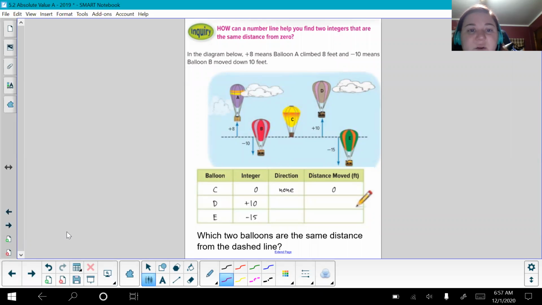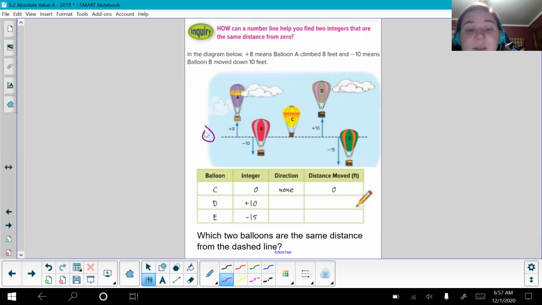So if I ask you which two balloons are the same distance from the dashed line, that's our ultimate goal. If you look at balloon C, C is at 0. Does it move anywhere? No, the balloon's not going up, it's not going down. So we're assuming that this line right here is 0.